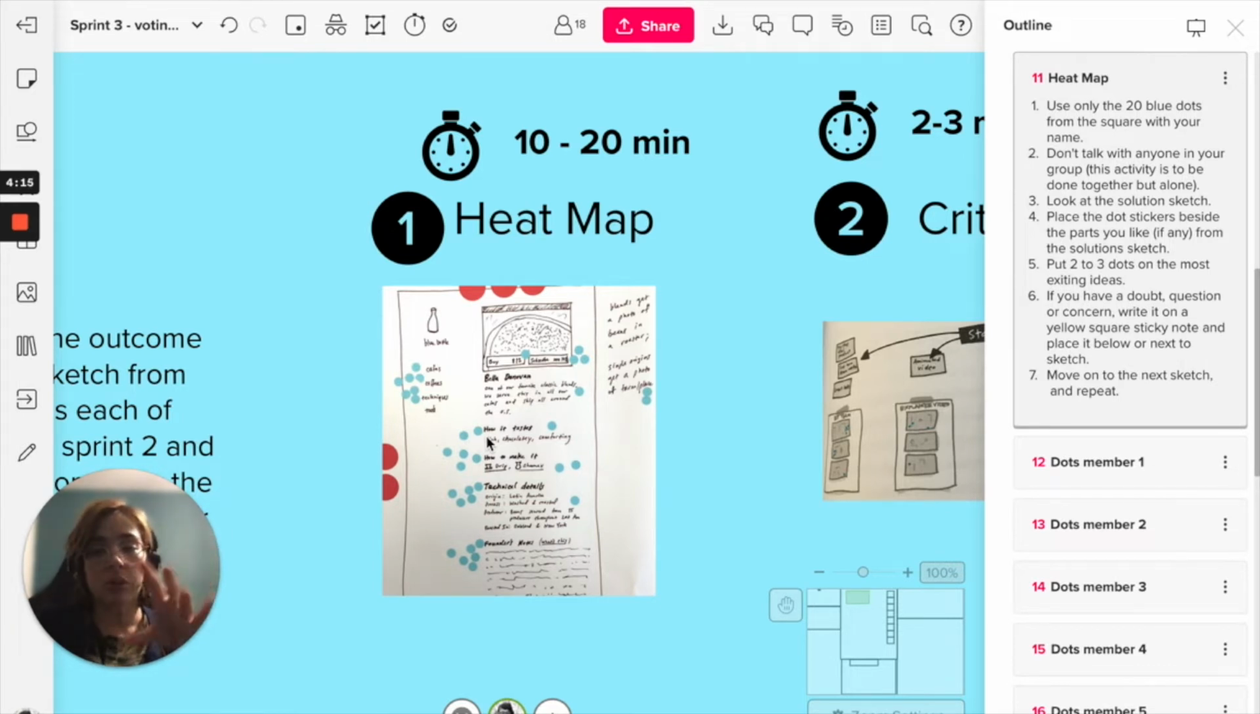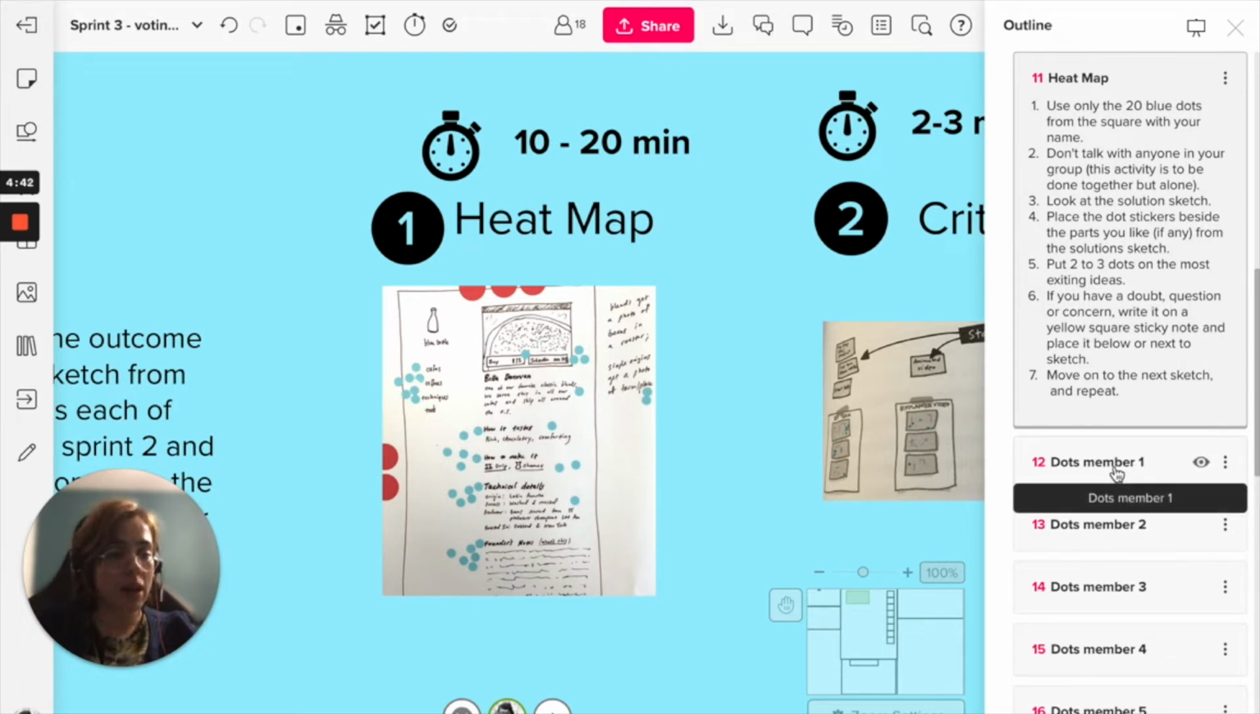You're going to look at each solution sketch. You are going to place your dots on the exciting ideas or on the parts you like, if any, because you can also decide that there is nothing you like about the sketch and pass to the next one. Then once you finish, if you have questions or doubts on that sketch or on that specific idea, you get to also put them there.